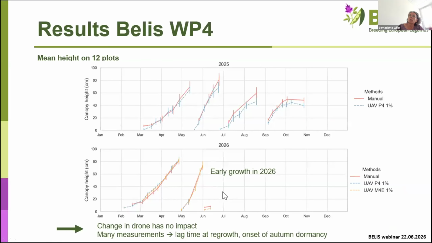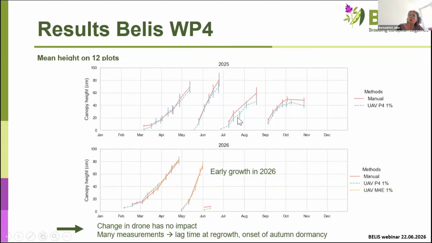What we can see now is a comparison of manual measurements and drone measurements with 1% of the pixels. Here we have 4 cuts last year and 2 cuts at the beginning of the third regrowth this year. You can see very similar canopy height measured by the 2 methods in 2025.